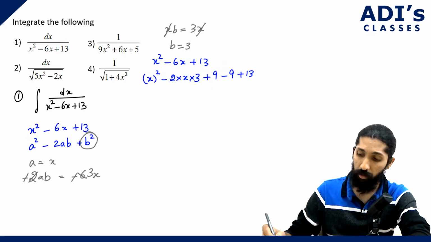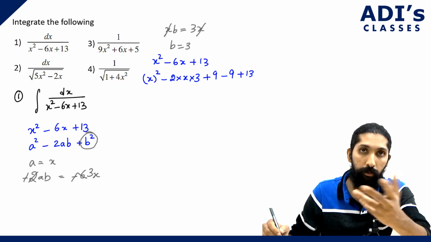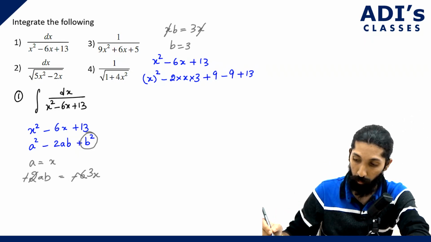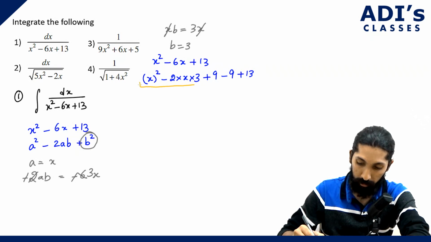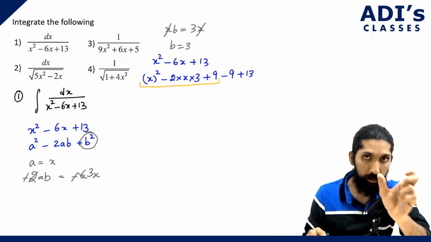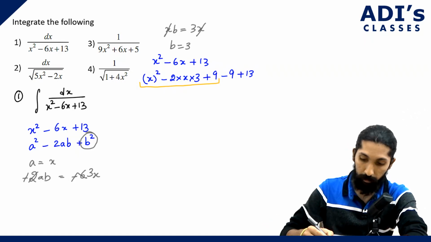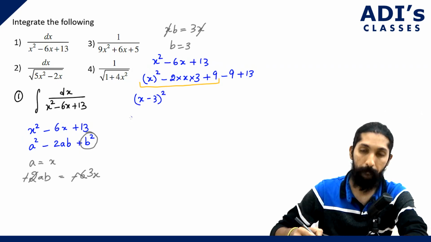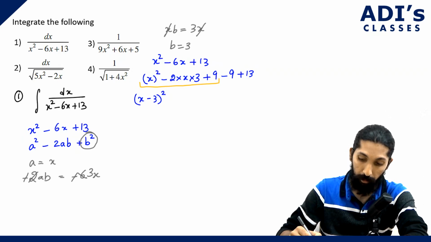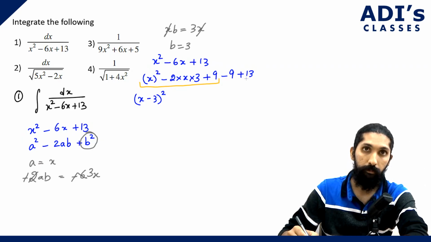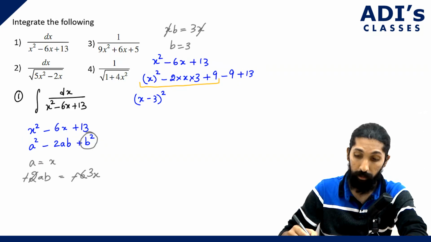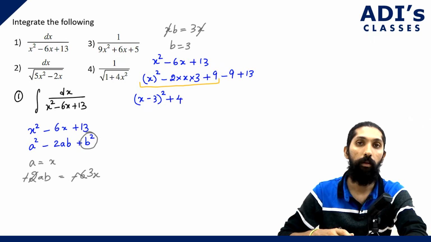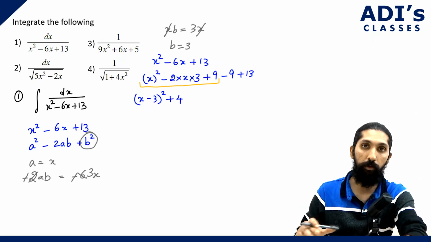Now you might be thinking, when you add 9 and subtract 9, it's the same, so why are we doing these things? Here comes the grouping part. First, you group only these terms. When you group them, this is of the form x minus 3 whole square, correct? Next, minus 9 plus 13, that's 13 minus 9. 13 minus 9 is 4. So x minus 3 whole square plus 4.